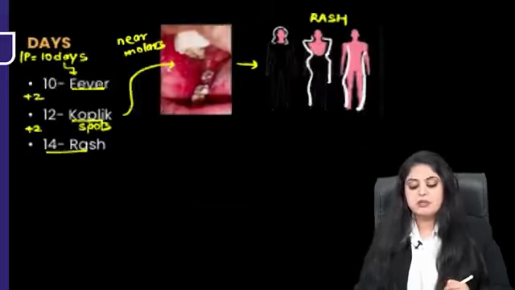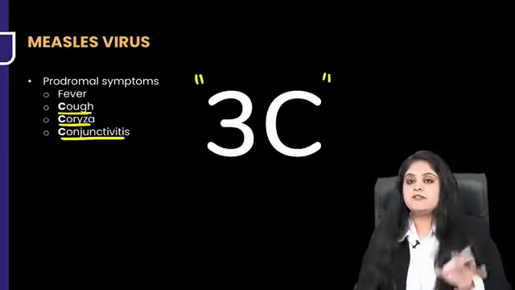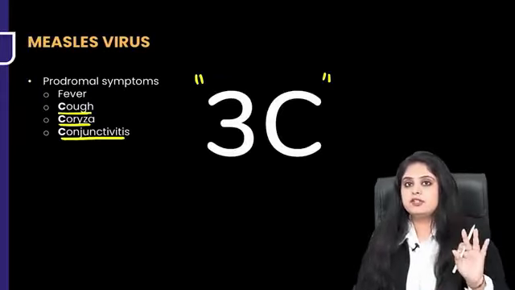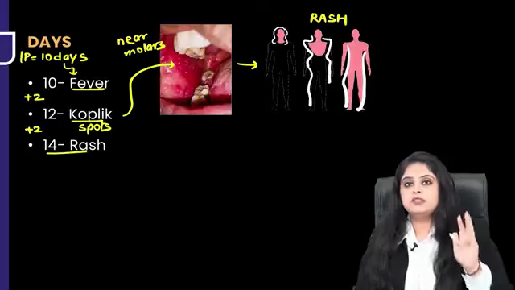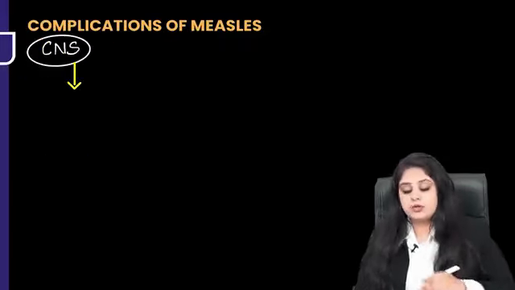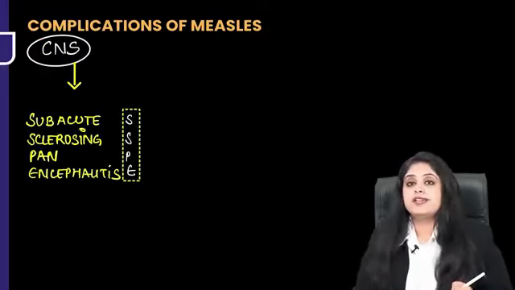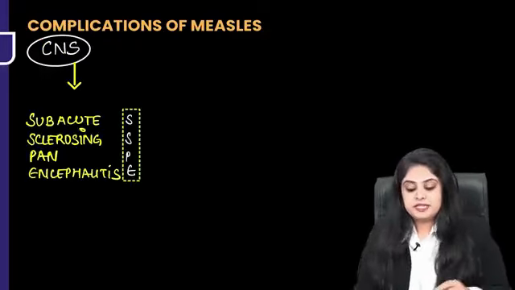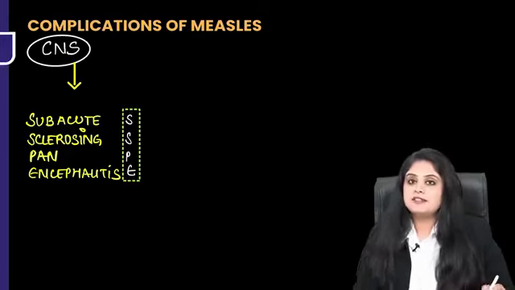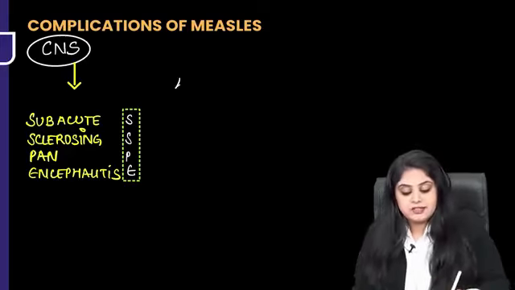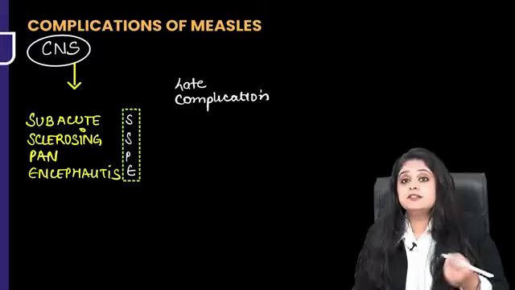Okay, coming back to measles. So what will the history of measles be? There will be a cough, coryza, conjunctivitis, the 3C history, then fever, Koplik spots and rash. But what is a very important complication that can occur? There is a CNS complication known as SSPE. So what is SSPE? Subacute sclerosing panencephalitis, and this actually is said to be a late complication. When I say it's a late complication, it's going to occur many years after measles.